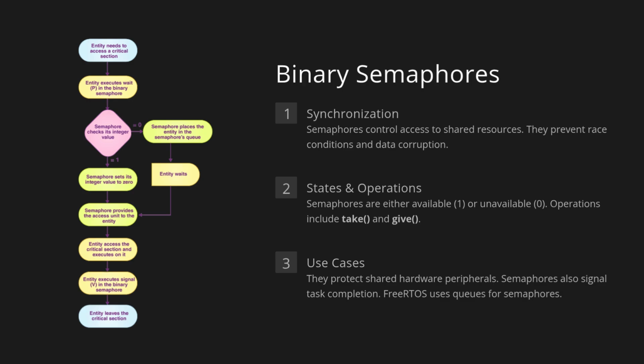They are managed through operations like take and give in real-time operating systems. A use case of a binary semaphore is managing access to a hardware peripheral. They are also commonly used for signaling between tasks, for example, when one task needs to wait for another to finish its job. In FreeRTOS, semaphores are easily implemented using queues, making them both lightweight and efficient for embedded systems. To sum it up, binary semaphores are simple yet powerful tools that ensure mutual exclusion and help tasks coordinate without stepping on each other's toes.